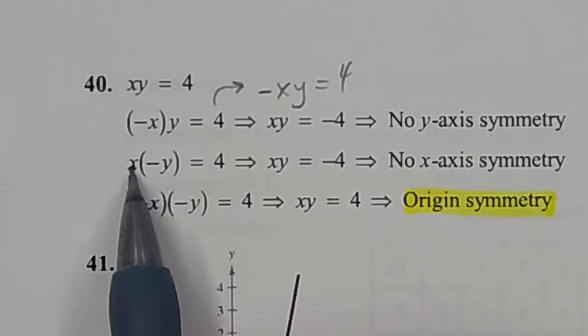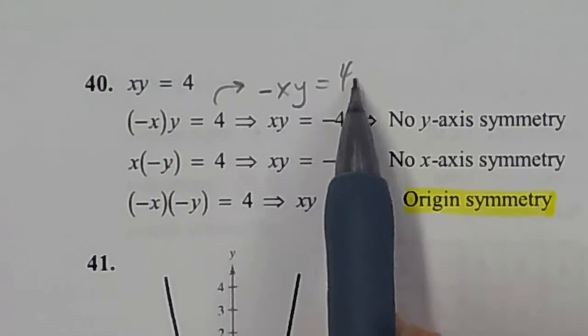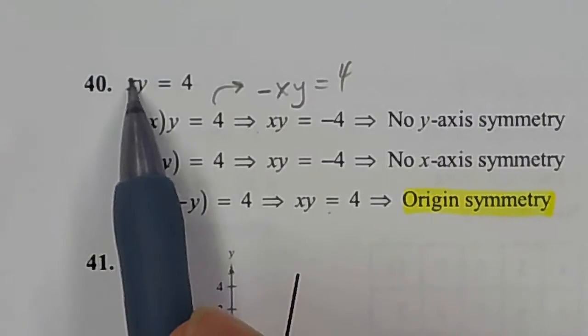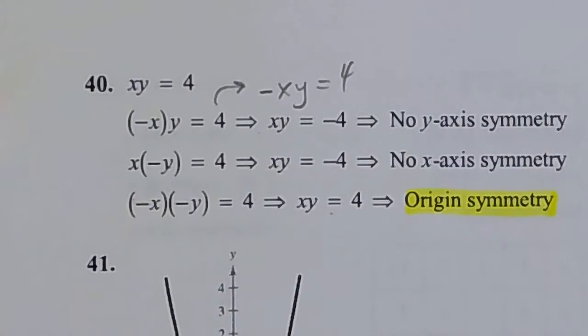Same thing here, right? Positive times negative is negative. You get this result again. But negative times negative is positive, and it's the same. Pretty easy symmetry test, really.